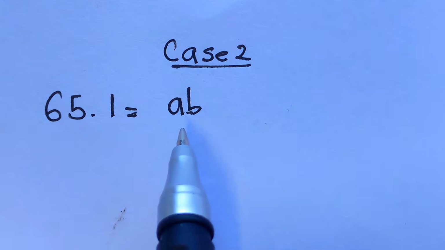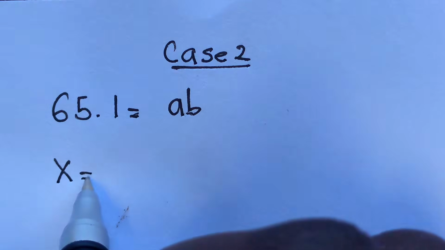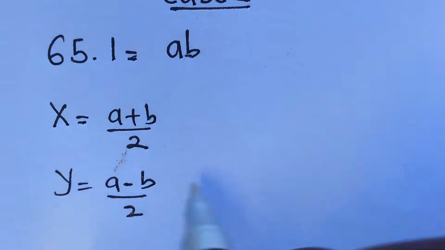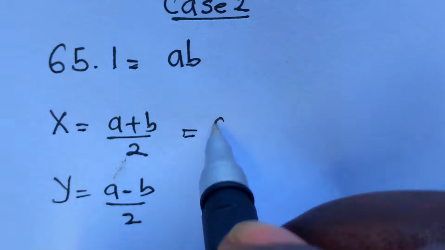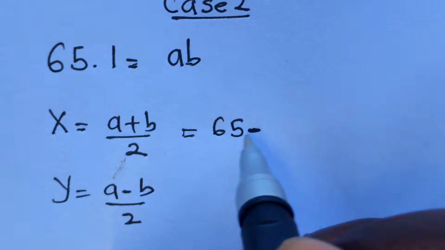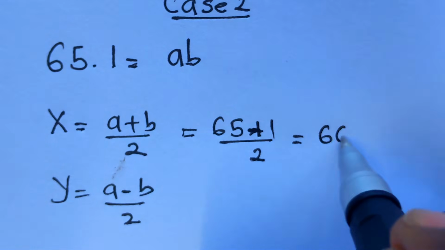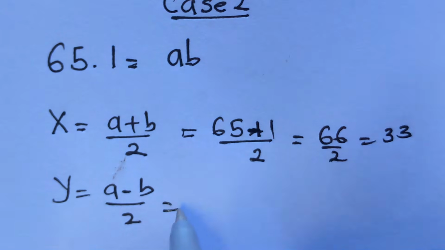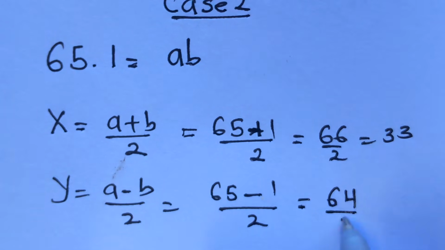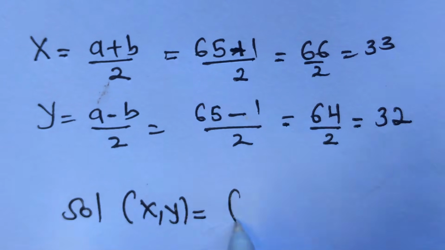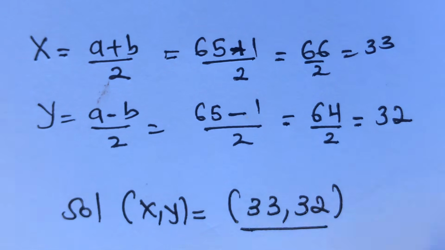Here we have 65 times 1 equals ab, and we can write that x equals (a plus b) over 2, whereas y equals (a minus b) over 2. Here a is 65, then plus b, which is 1, over 2. This can be written as 66 over 2, which is equal to 33. Whereas y is equal to (65 minus 1) over 2, and this is 64 over 2, which is 32. And here our solution of x, y will be 33 and 32.